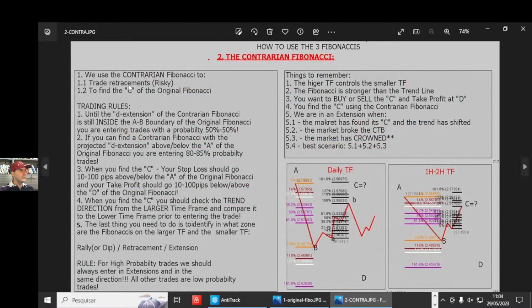Contrarian, we use the Contrarian Fibonacci too. Number one, trade retracements, which is risky. And number two, to find the capital C of the original Fibonacci. Trading rules: until the sub-D extension of the Contrarian Fibonacci is still inside the AB boundary of the original Fibonacci, you are entering trades with a probability of 50-50. Number two, if you can find the Contrarian Fibonacci with the projected sub-D extension above or below the capital A of the original Fibonacci, you are entering 80 to 85% probability trades.